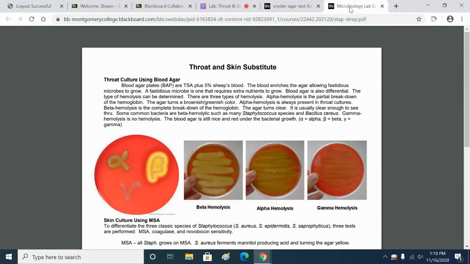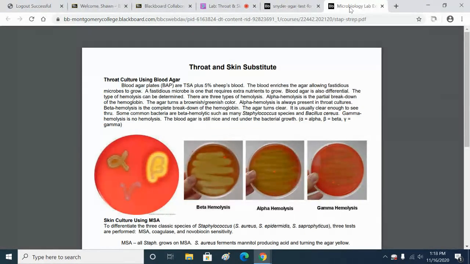Now, the other thing about blood is that we can determine the type of hemolysis that occurs. Remember when we talked about disease and pathogenicity, we talked about how some pathogens produce hemolysins, right, those toxins which can destroy red blood cells. So as it turns out, there are actually many different bacteria that can destroy red blood cells, at least to some degree. And so we can determine the type of hemolysis by looking on the blood agar plate.